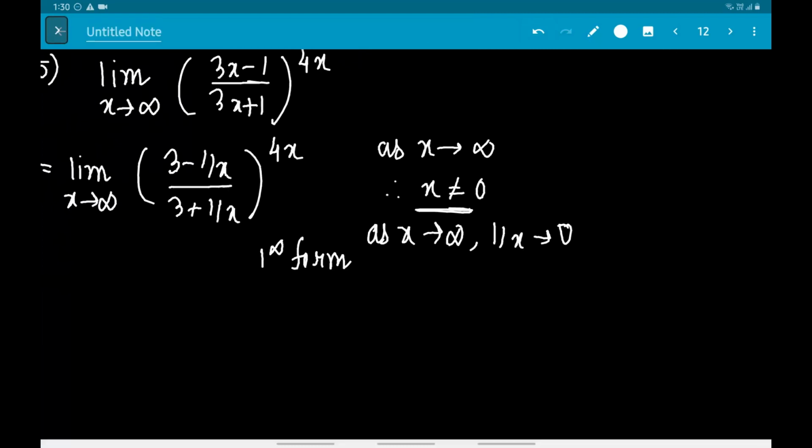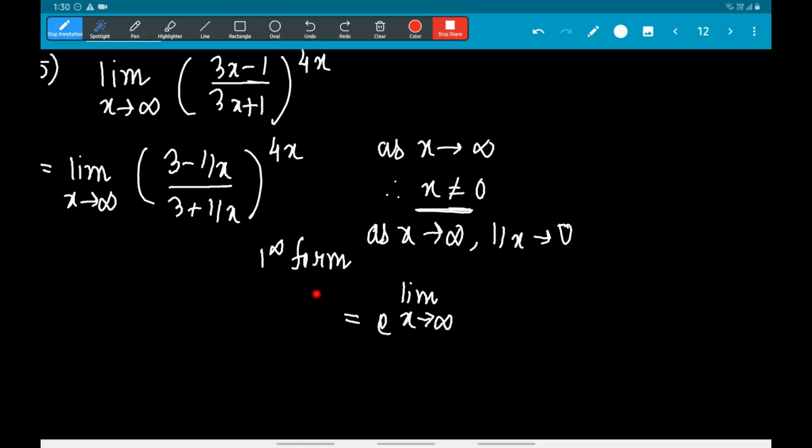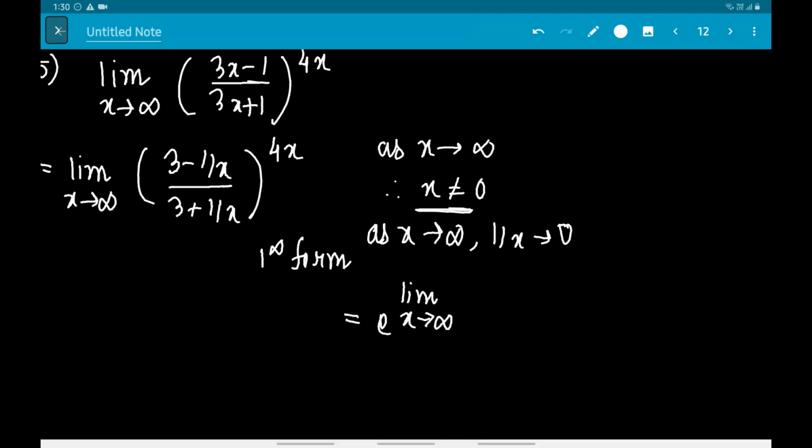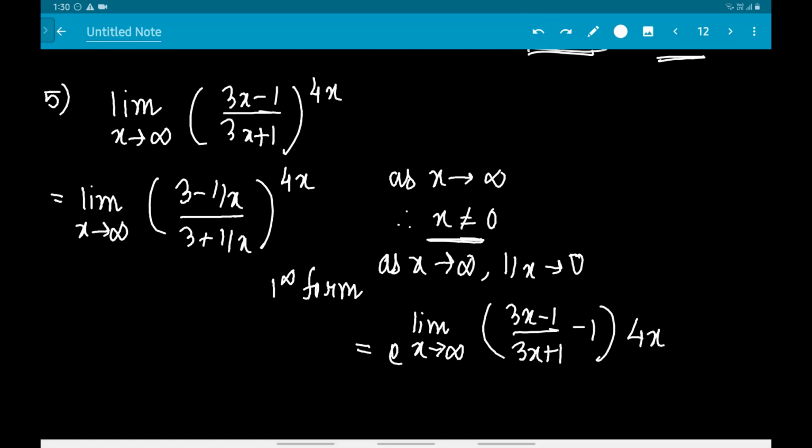So when it is 1 to the power infinity, what we do is we write limit x tends to infinity of f(x) as e to the power limit x tends to infinity of (f(x) minus 1) into g(x). Here f(x) is this whole thing. So we can write e to the power limit x tends to infinity of (3x minus 1) by (3x plus 1), minus 1, into 4x. Our f(x) was this one; we have just divided by x and got this.